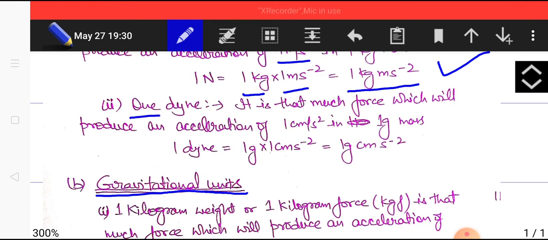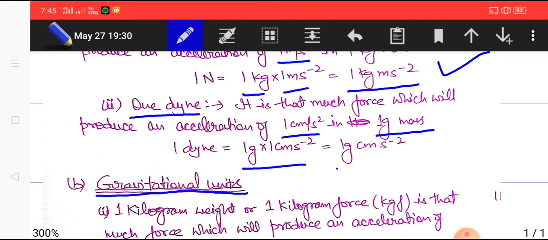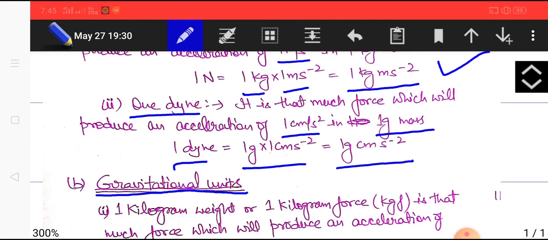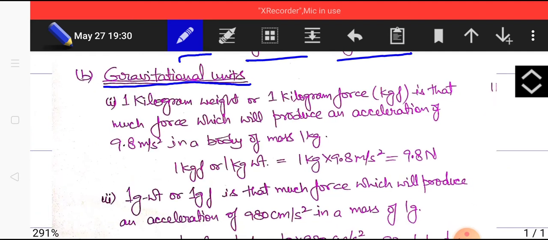Similarly, in CGS system, we are having 1 dyne. It is that much force which will produce an acceleration of 1 centimeter per second square in 1 gram mass. So 1 gram into 1 centimeter per second square, or 1 gram centimeter per second square, is 1 dyne. 1 Newton is equal to 10 raised to power 5 dynes.